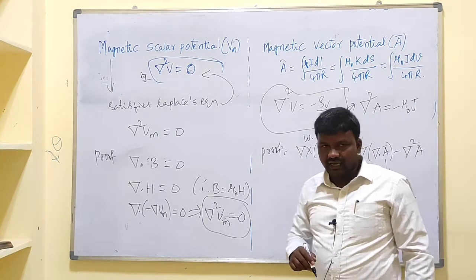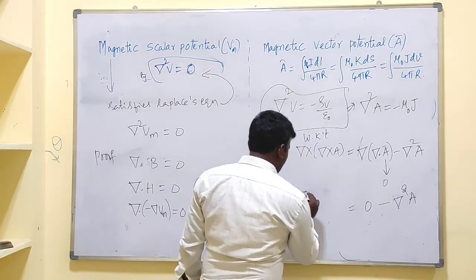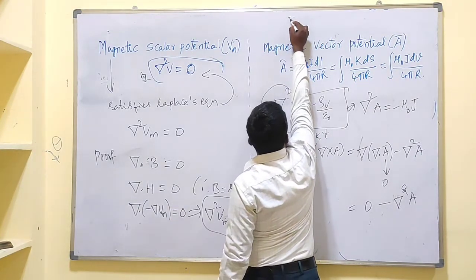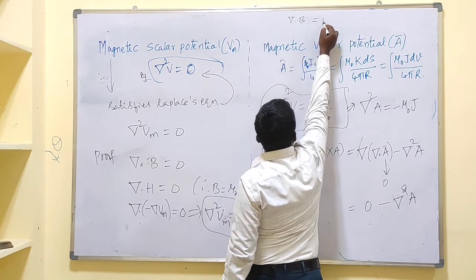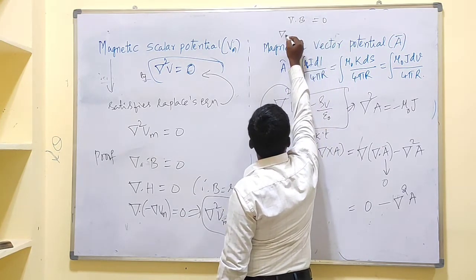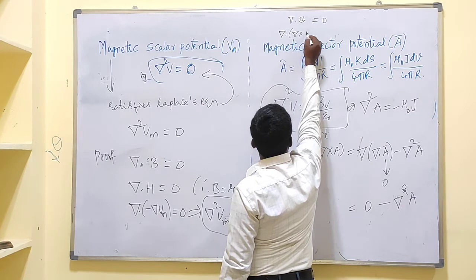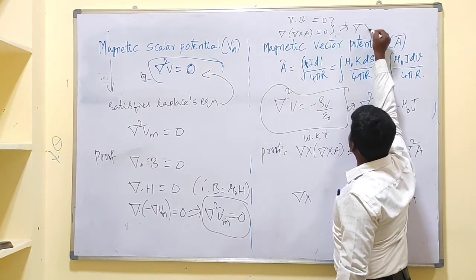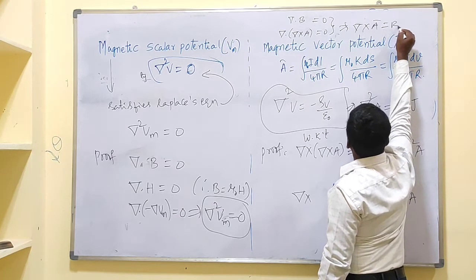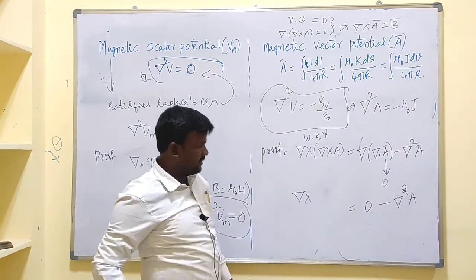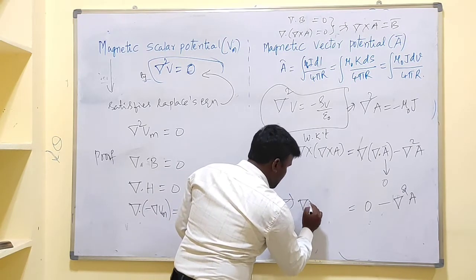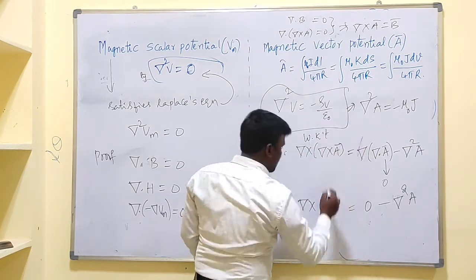Here I have del cross A. That is del cross A, B, that is del dot B equal to 0. Del dot B equal to 0. Divergence of curl of any vector is 0. That is del dot del cross A equal to 0. From this I have del cross A is B. So that's why I can write this one, that is del cross A is nothing but our B.